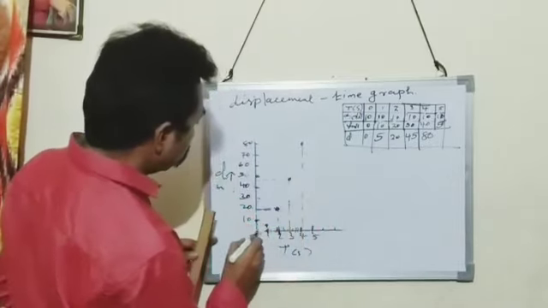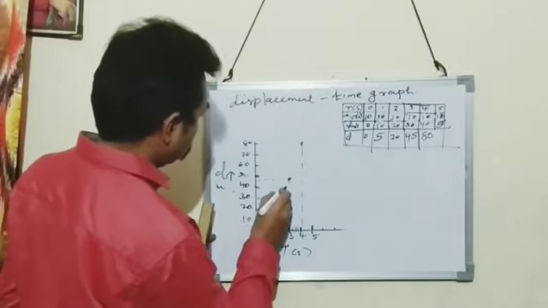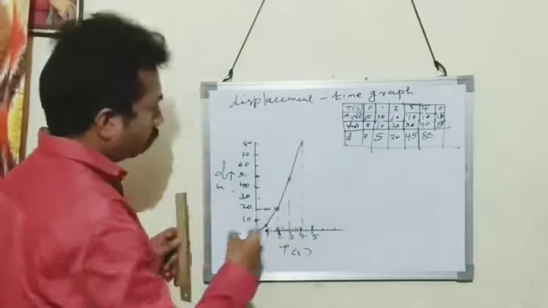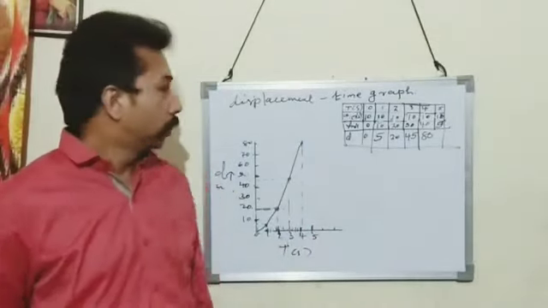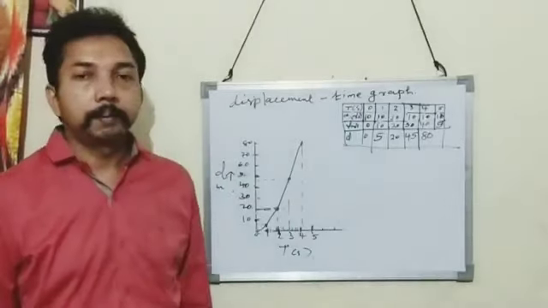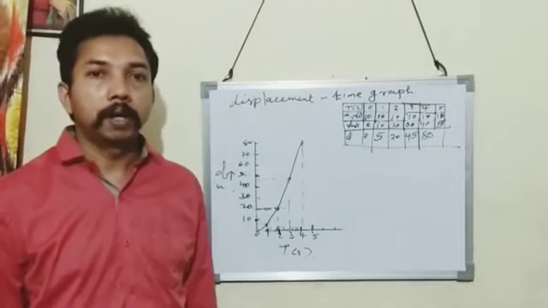Then joining the points, it is not a straight line, it comes like a curve. So this is the displacement time graph of a freely falling body.